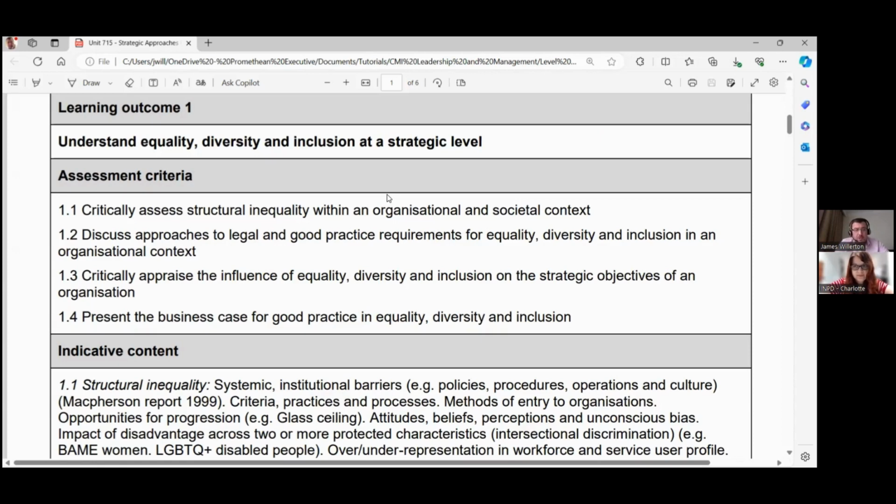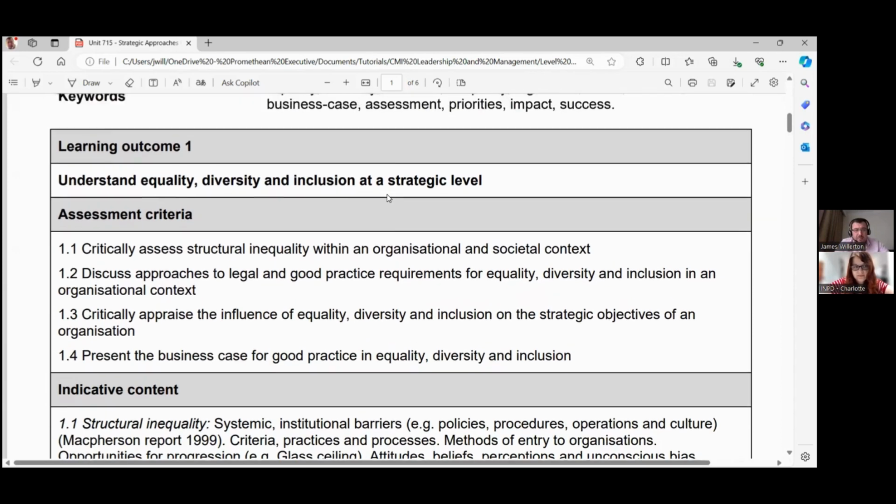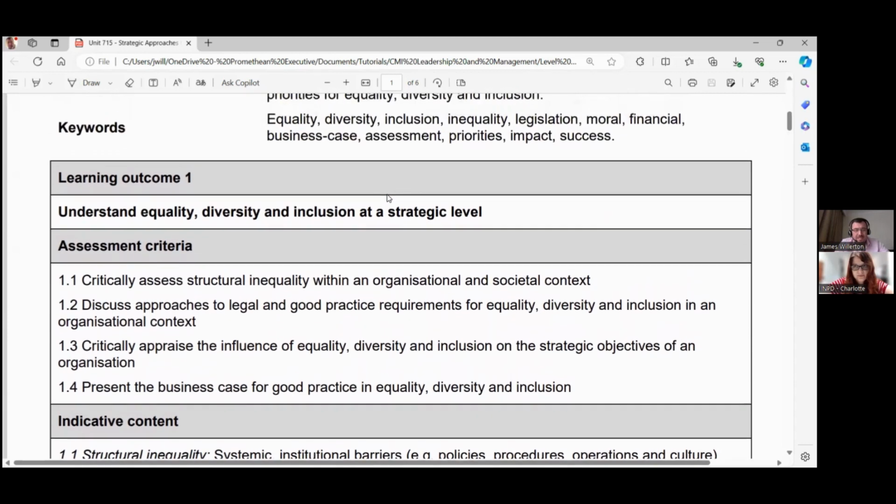So the question here is to critically assess structural inequality within an organizational and societal context. Most people sometimes struggle on this one, if they do, just because we haven't pulled the question apart and identified these aspects of it sufficiently. Here's my advice then. The first thing is, as with all guidance on questions, we need to make a good definition to start with. In this case, it would be really beneficial to have a good, solid definition of what we think structural inequality means.